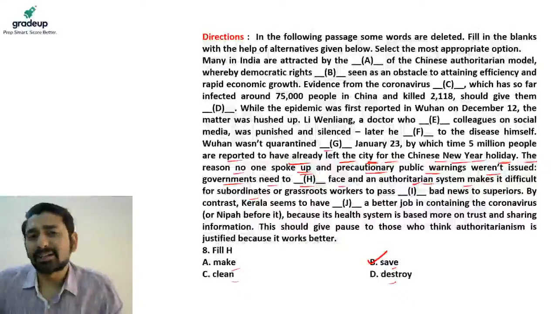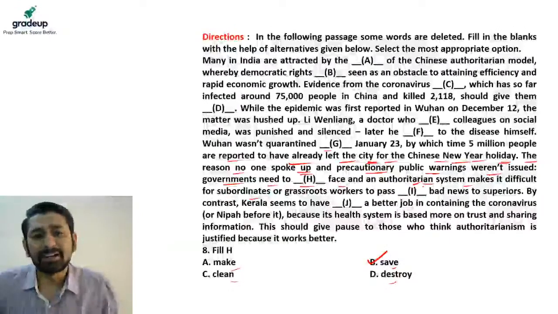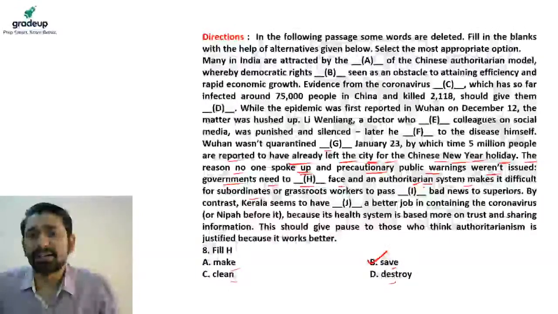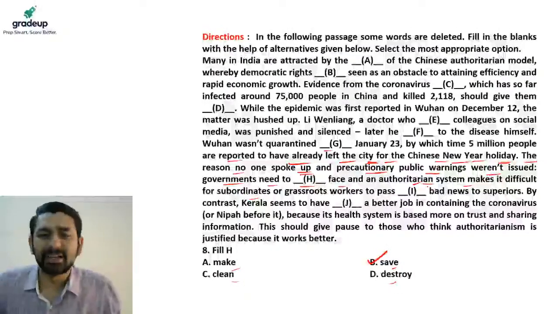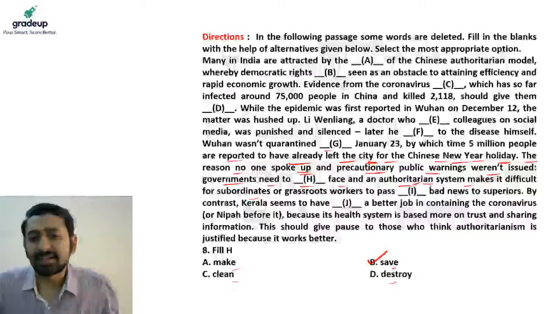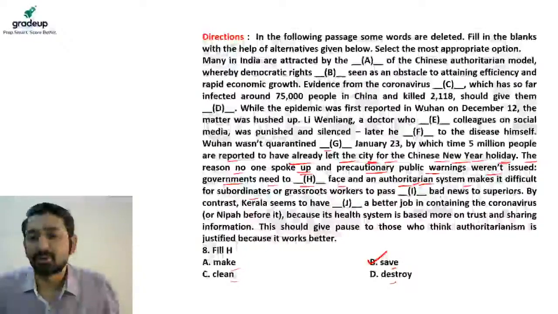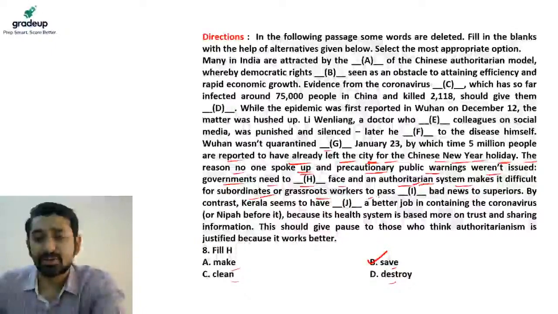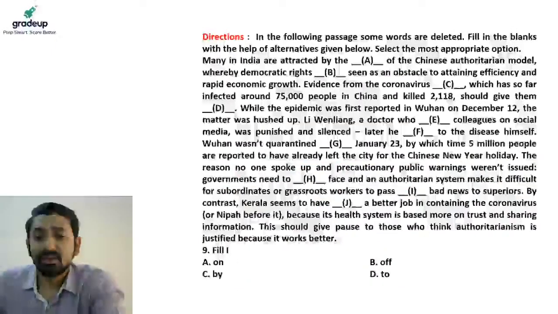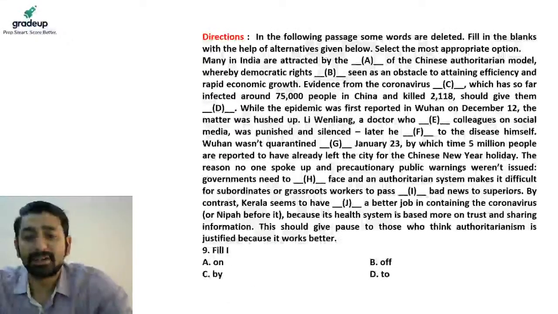Let me tell you what an authoritarian system is. It's kind of a dictatorship wherein they have the authority, and they do not let the public do much. It's always the authorities which have the entire command and say in whatever they are about to do. So that's an authoritarian system, which is very similar to a dictatorship, you could say. A system which makes it difficult for subordinates or grassroots workers to pass dash: to pass on, pass off, pass by or pass to. Which do you think should appear here?